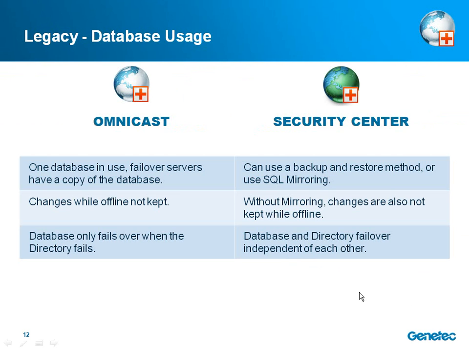Now, one of the big changes in Security Center is how the databases fail over. In Omnicast, we had one database in use for the primary server, and the other databases for each failover server. The information from the main database was copied over to the databases on the backup server.